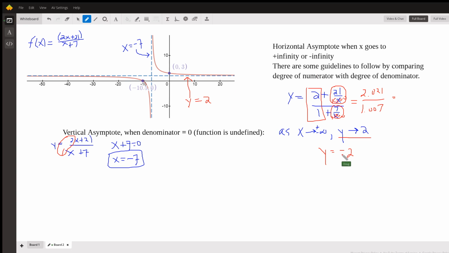Okay, this is supposed to be a 2. I don't know why I got a negative sign there. 2.